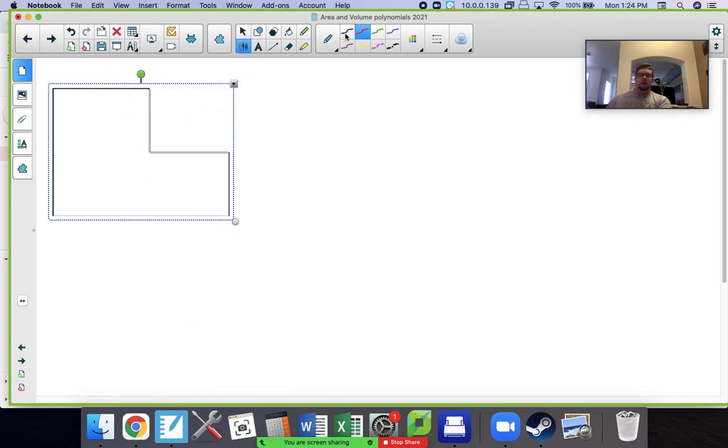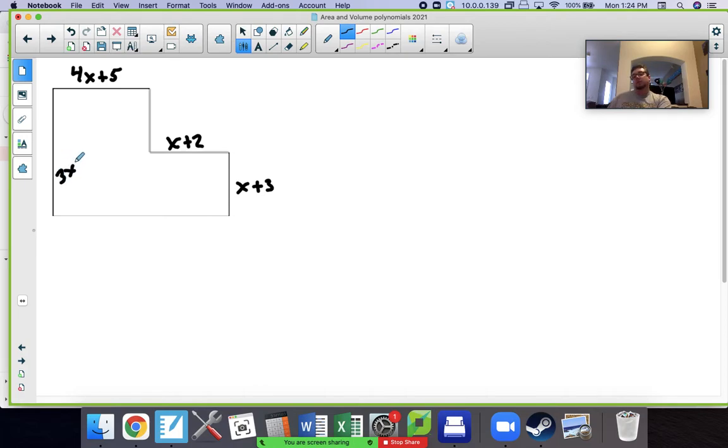Maybe we have an L-shaped problem like this, and I've got 4x plus 5 up here, and we have x plus 2, and down here is x plus 3, and then on this edge right here, I don't have enough room, so I'm going to write it on the inside. I've got 3x plus 4. If I want to find the total area, I'm going to have to divide this shape up.